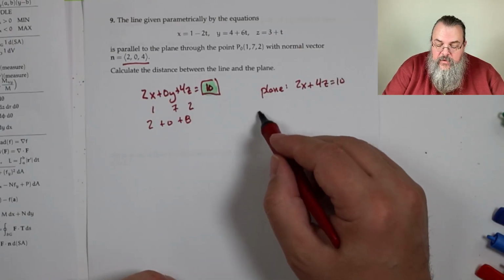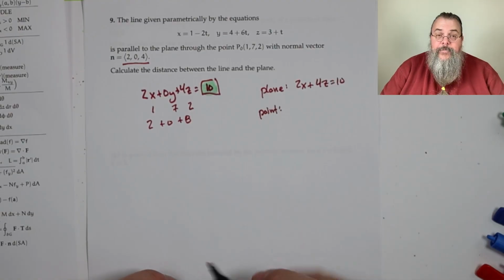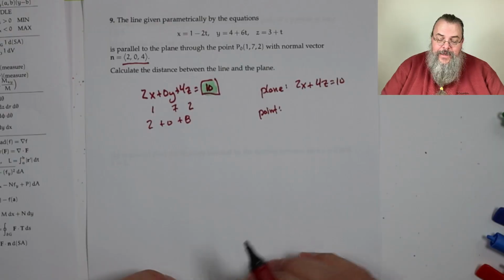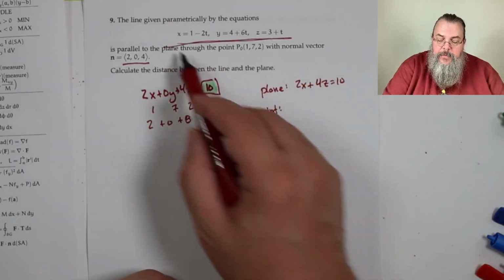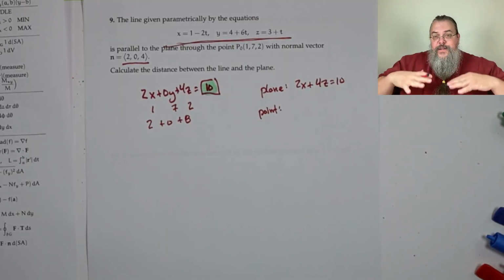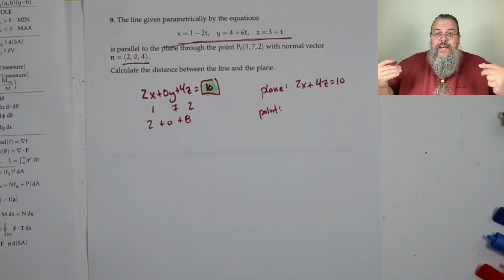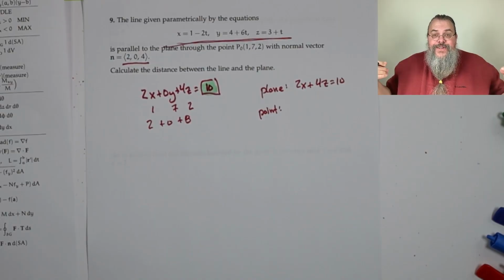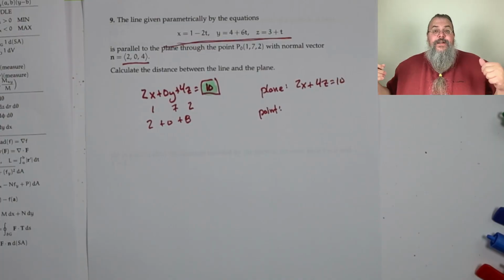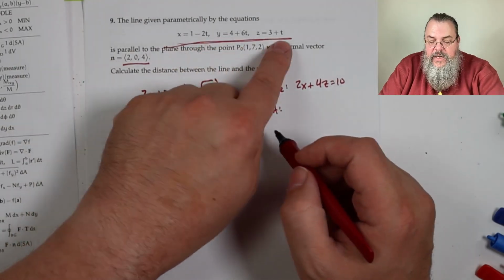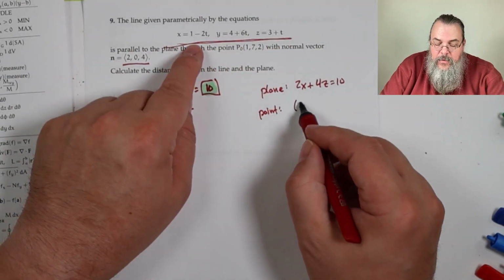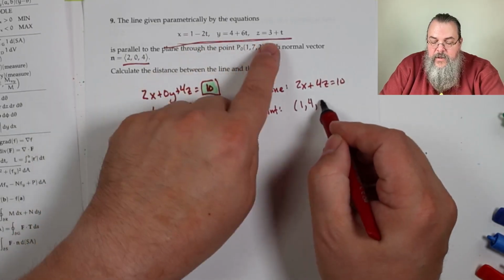Now, our point. So, what's the point? Well, the answer is, hey, we're going to reduce the problem from line to plane, to point to plane, and every point on the line is the same distance to the plane. So just find a point. Doesn't matter. Pick any one. So the easiest one you can imagine is just plugging in t equals 0. So that would be 1, 4, and 3.